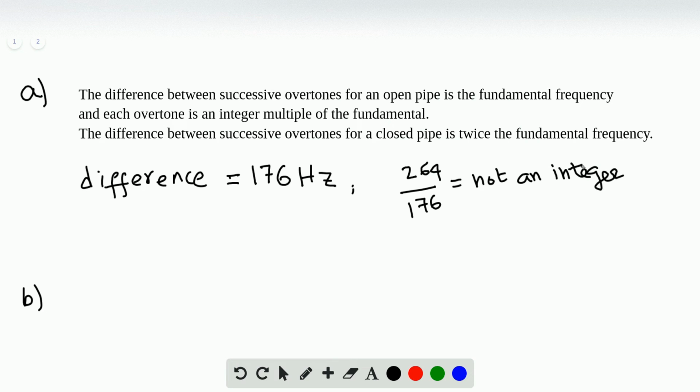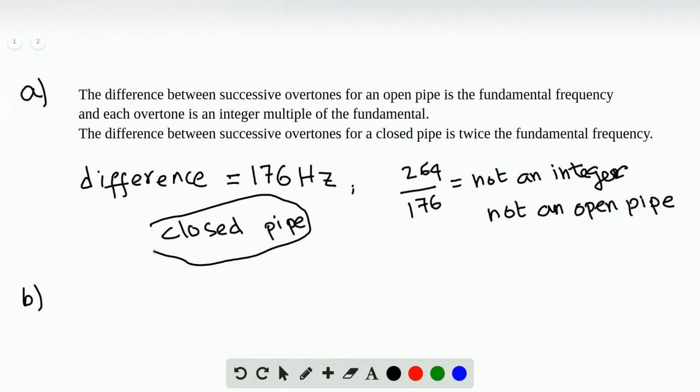So that means this is not an open pipe. And if it's not an open pipe, we conclude that this is a closed pipe.